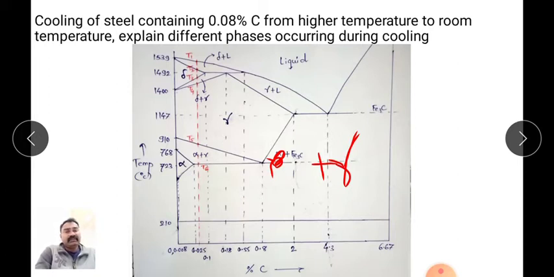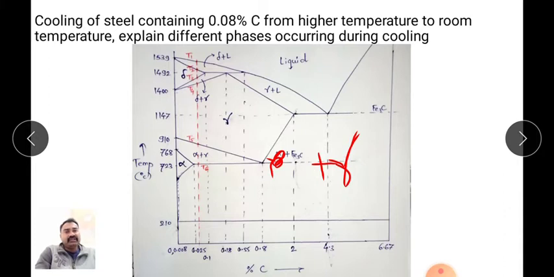In between that, the delta ferrite present between T2 and T3 has a BCC crystalline structure. The austenite between T4 and T5 has an FCC structure, that is face centered cubic structure. And at T6, the alpha ferrite obtained will be in BCC crystalline structure, that is body centered cubic structure.